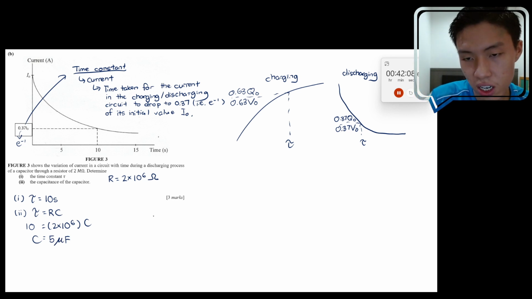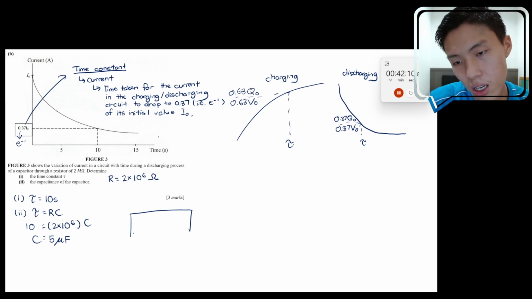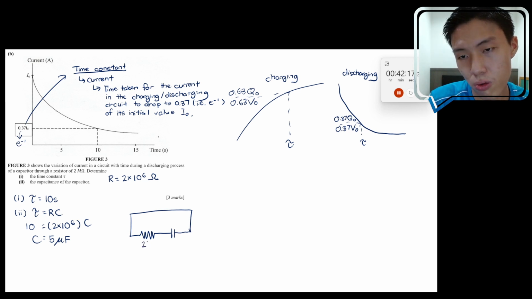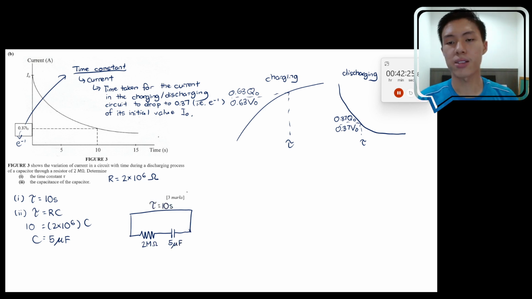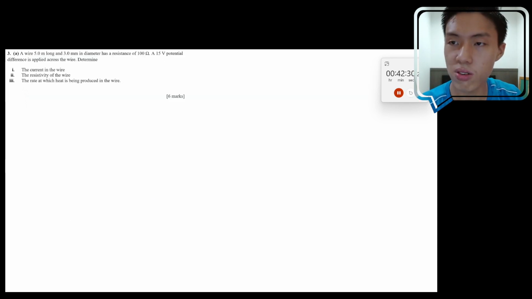Okay, so in a discharging circuit, you don't have a battery, you just have a resistor and a capacitor. In this case, the resistor is 2 mega ohm, the capacitance is 5 microfarad. Then this discharging circuit has a time constant of 10 seconds. Okay, let's continue. Question 3.